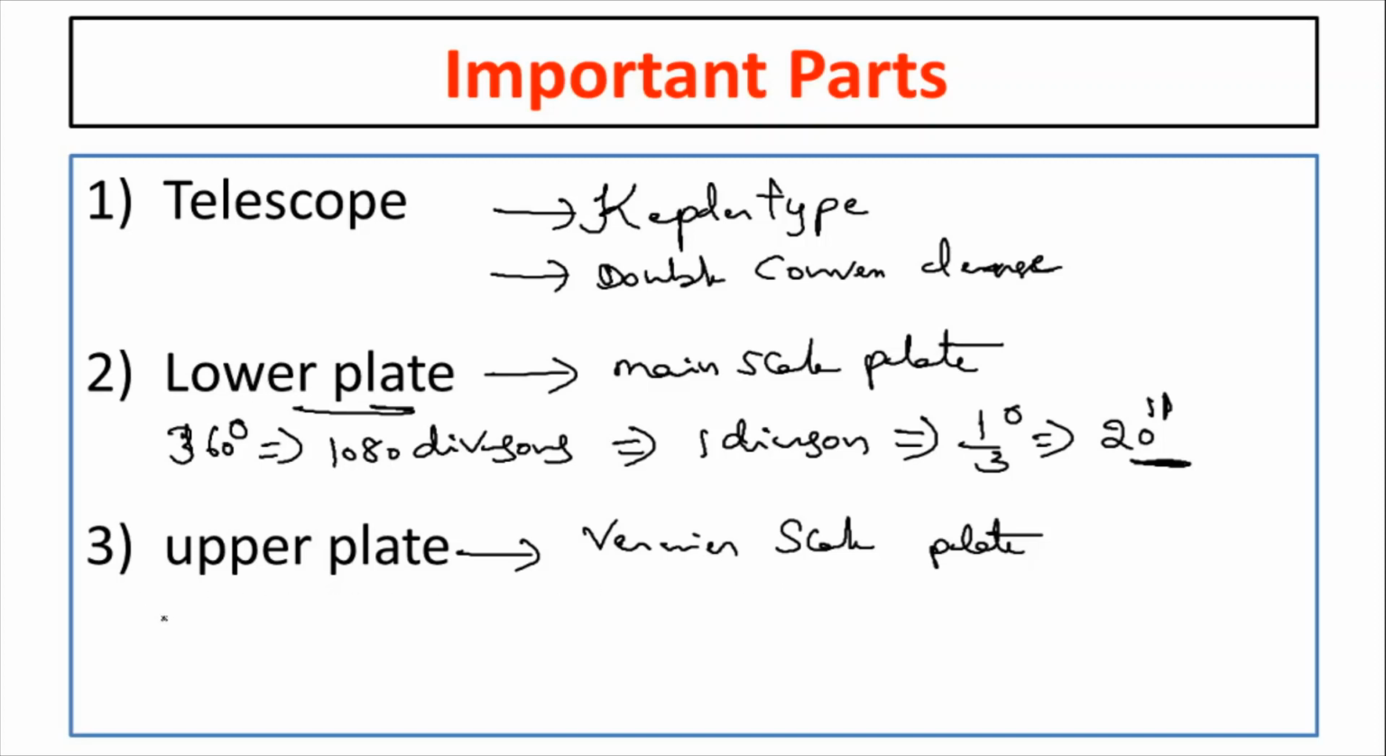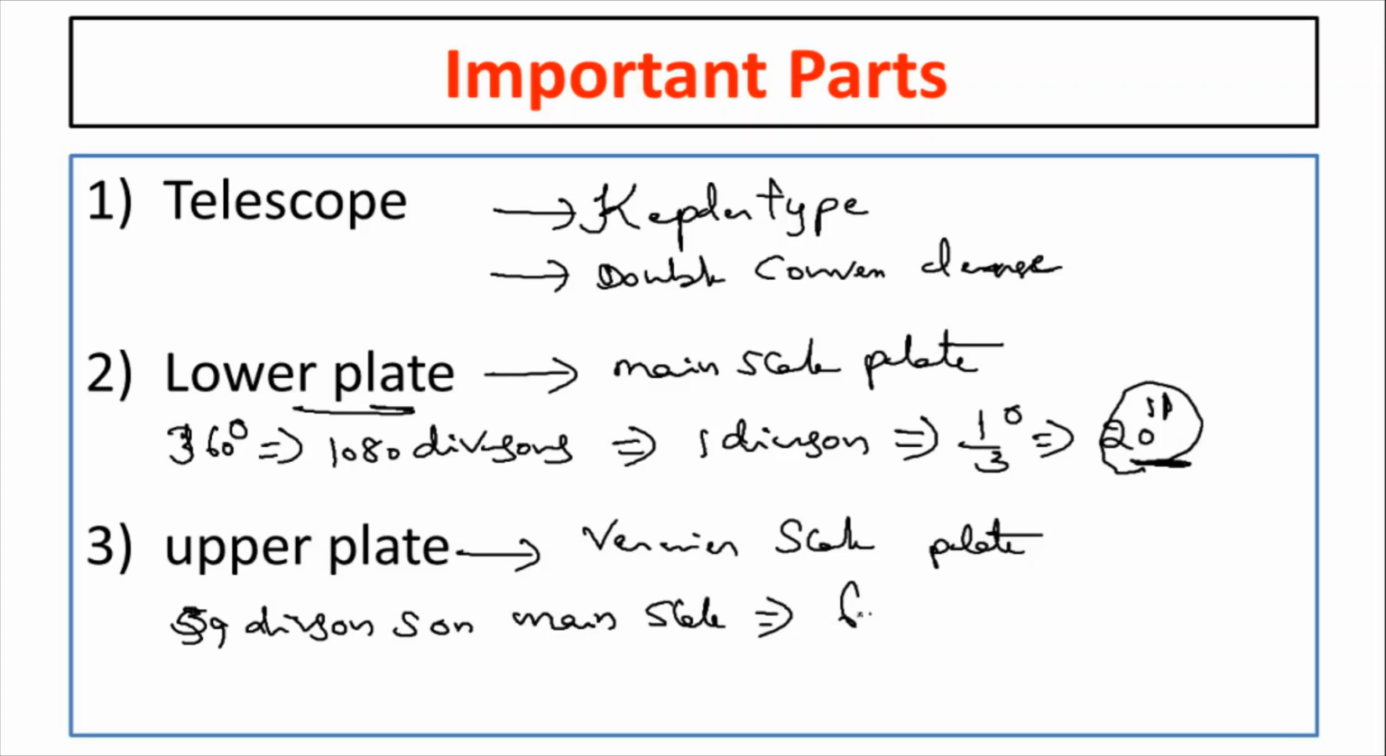Now what is the use of providing this upper plate? It will improve the accuracy of the theodolite. If you use only the lower plate, the least count is 20 minutes, but if you use the upper plate, the least count will improve. So let us see how. On the upper plate we fix the vernier scale, and in the vernier scale 59 divisions on the main scale are taken and divided into 60 divisions on the vernier scale.